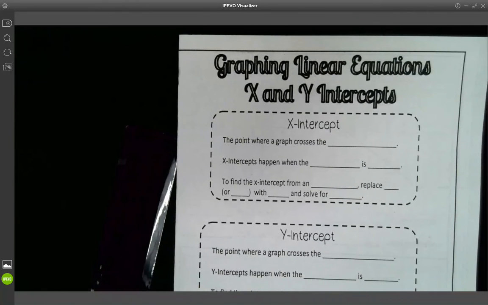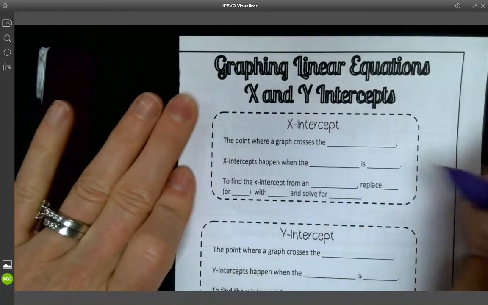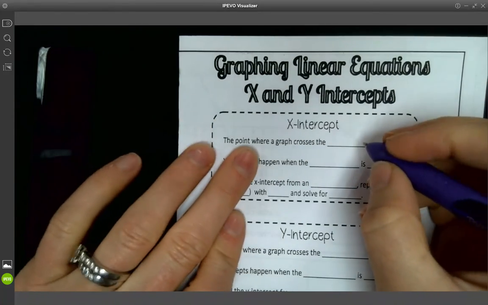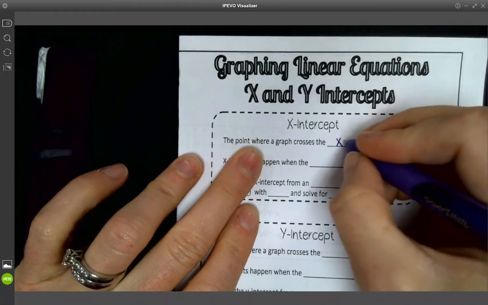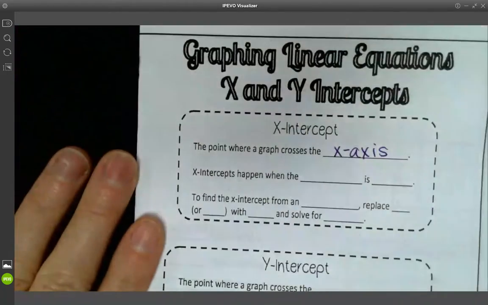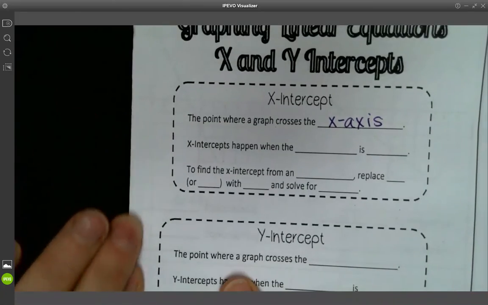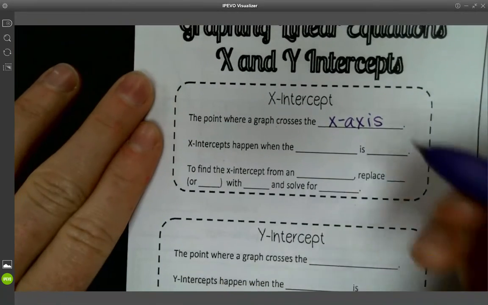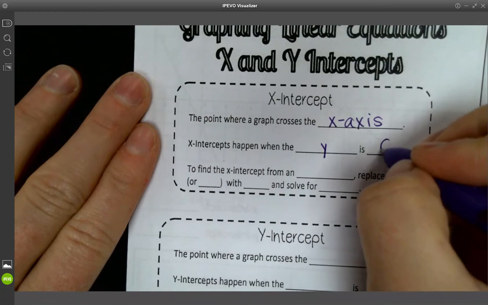Today we are going to graph using x and y intercepts. So let's first talk about what an x and a y intercept are. An x-intercept is a point where a graph crosses the x-axis. An x-intercept happens when the y is 0.